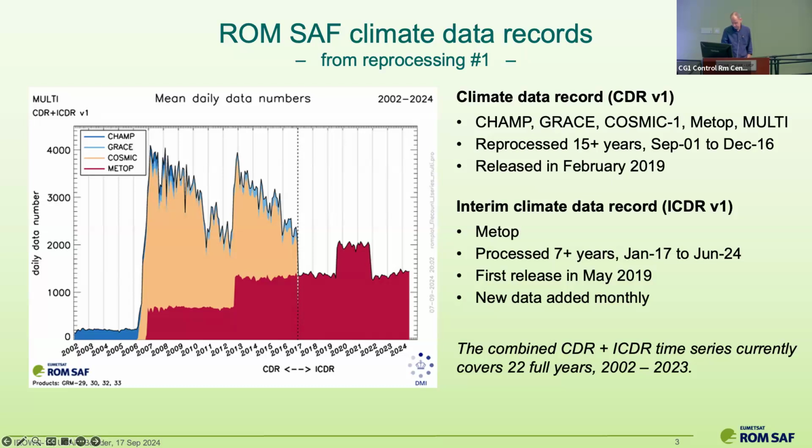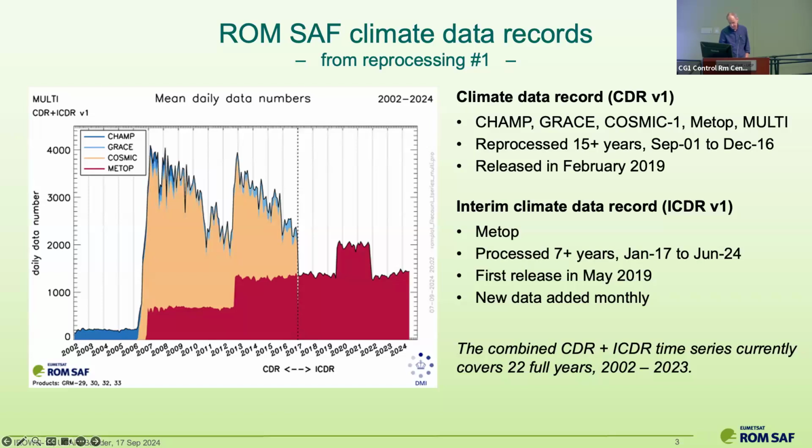It was reprocessed, well, it's 5 years ago now. So it was released in 2019, consisting of 15 years of data. At the time, we also started to generate an interim climate data record based on METOP data. So it's released monthly, and it's now up to more than 7 years of data. So the combined CDR and ICDR time series covers, well, more than 22 full years now.